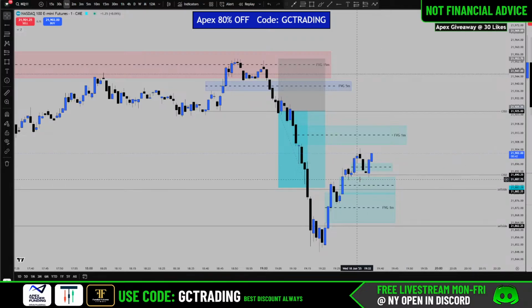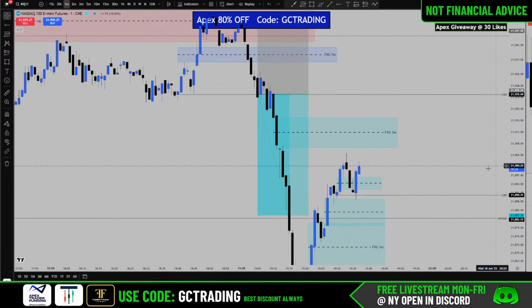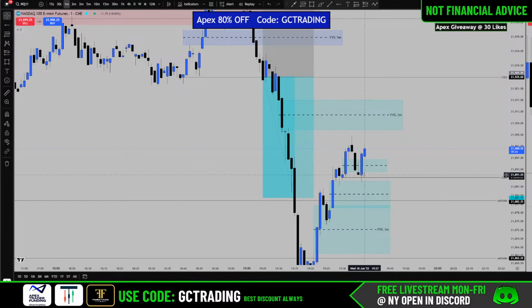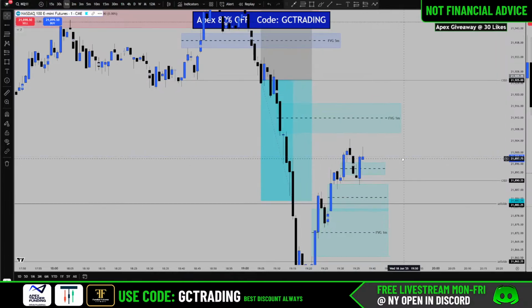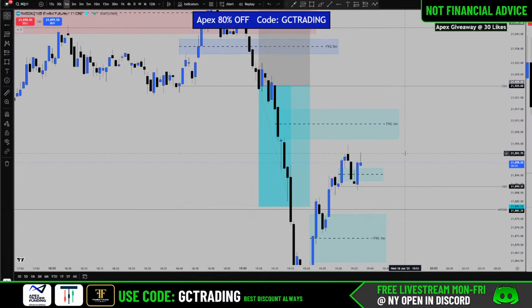Oh, it looks like we're bouncing off this fair value gap. Okay, yeah, so we just bounced this gap right here. We did not close below that change of state. We held. And we're going to inverse this gap right here. Well, we might inverse this gap. We will see.